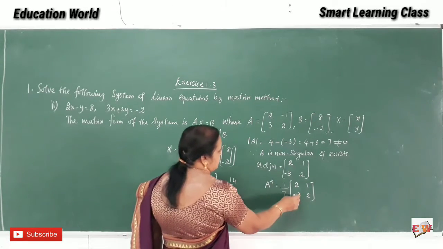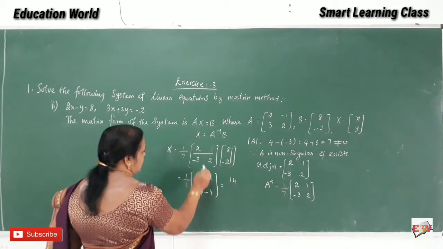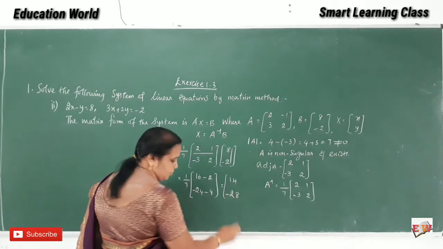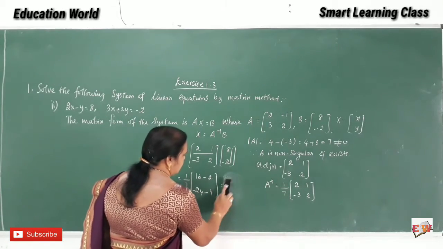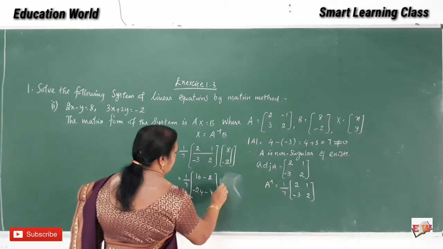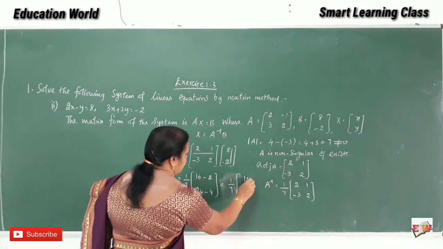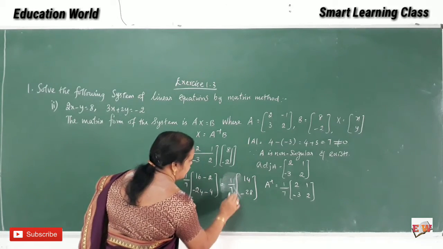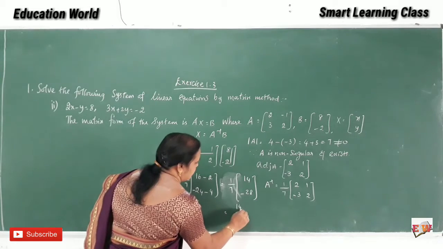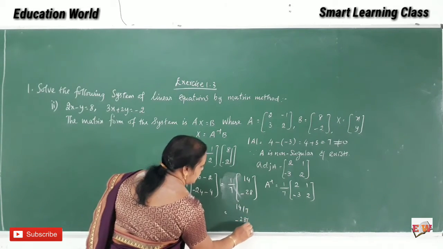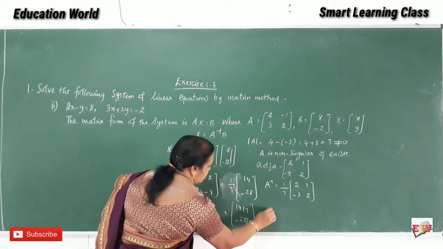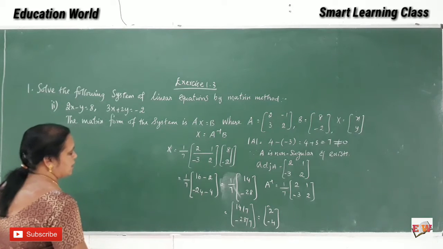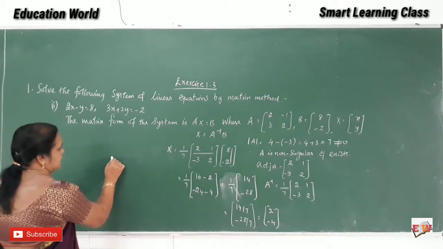See here, the symbol should be minus. 8 4s are minus 4. No, minus 28. 1 by 7, 14 minus 28. So inside, if you multiply this 1 by 7, 14 by 7, minus 28 by 7, we get 2, minus 4. Just to verify whether the answer is right or wrong.